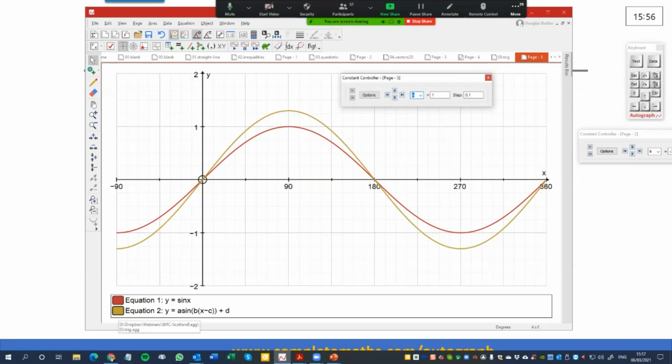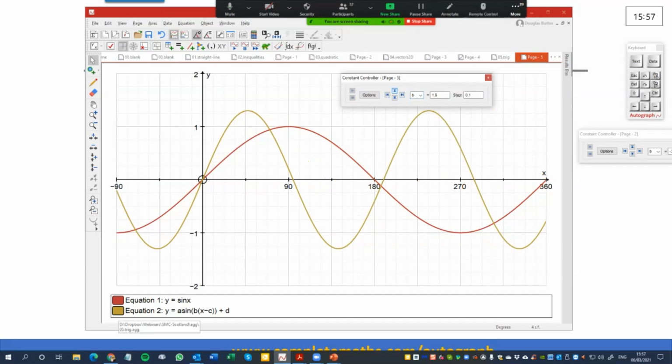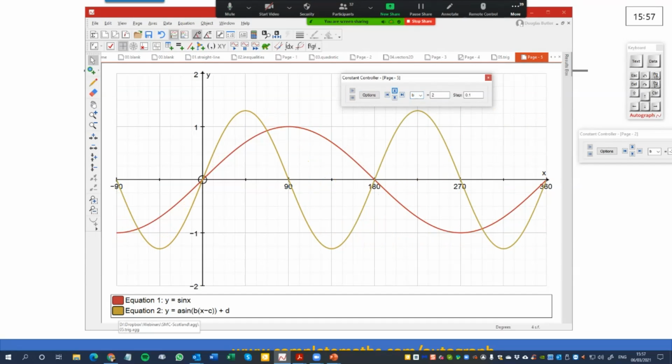B is the frequency. So if you increase B, say to 2, it means you're going to have a complete cycle in just 180 degrees. Let's see if that works. Notice I discussed it and got them to anticipate what's going to happen before. What you mustn't do is just press these buttons and say, oh look. Got to think about it first. Yes, that's fine, that's a complete cycle.